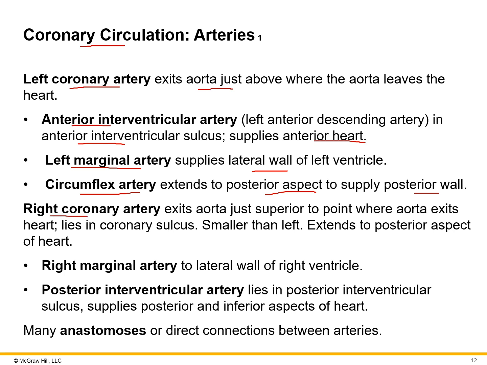And then the right coronary artery exits the aorta just superior to where the aorta exits the heart. This is in the coronary sulcus instead of the interventricular sulcus. It's a little bit smaller than the left and extends to the posterior aspect of the heart. So we have the right marginal artery that's going to the lateral wall of the right ventricle, and the posterior interventricular artery that lies in the posterior interventricular sulcus and goes to the posterior and inferior aspects of the heart. And we also have a lot of anastomoses, and those are direct connections between arteries.